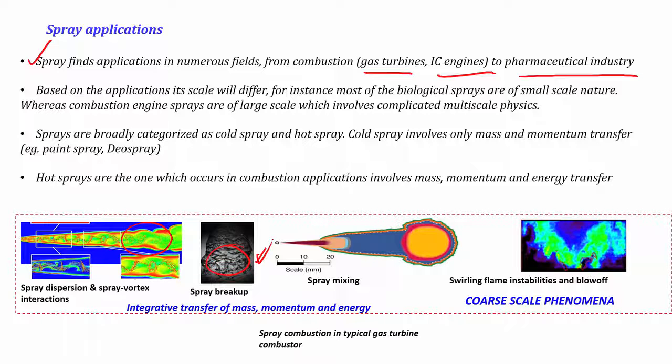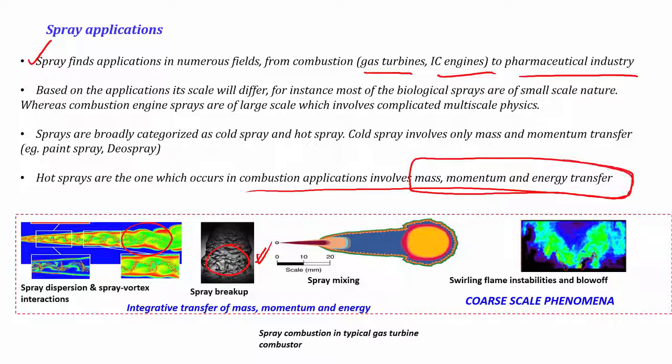And it can be hot spray and cold spray. Cold spray is basically that you just spray the fluid, and there is mass and momentum transfer, there can also be energy transfer, but it happens at very low temperature conditions. Whereas hot sprays are in combustion applications, say for example, where we have mass, momentum, and energy transfer at a very high temperature. So that is what hot sprays are.